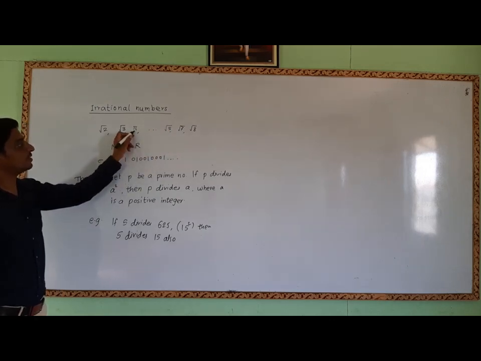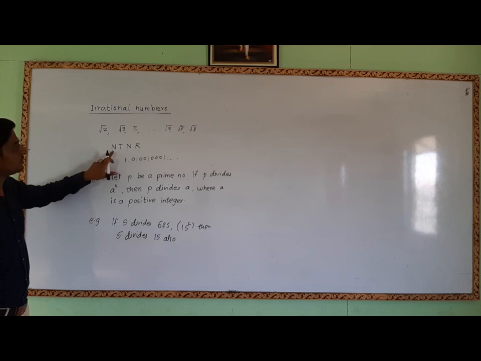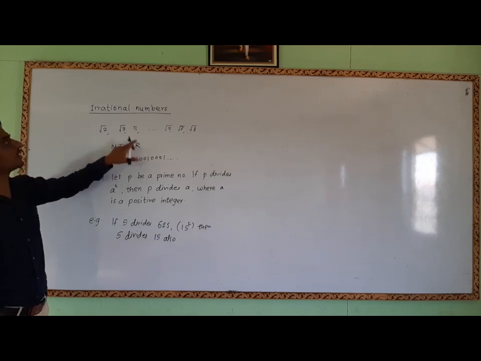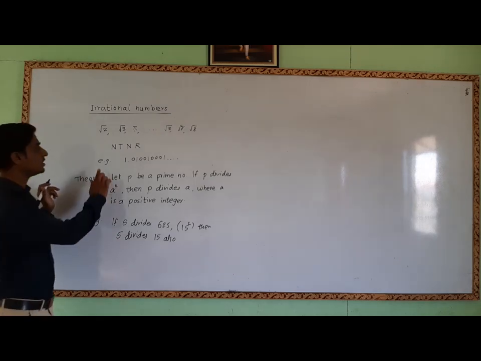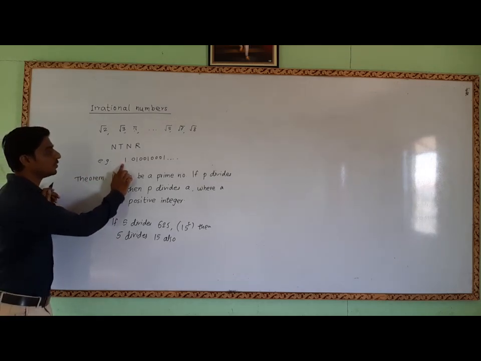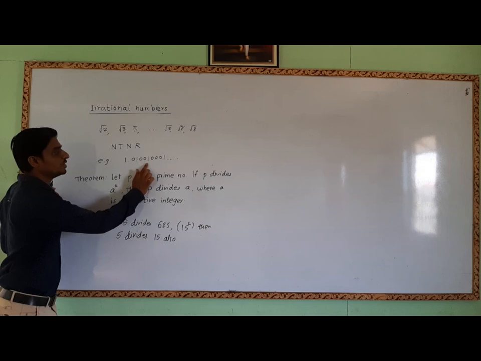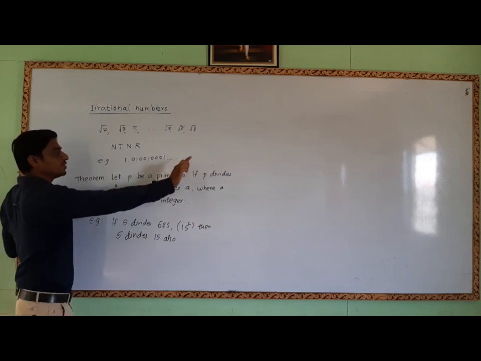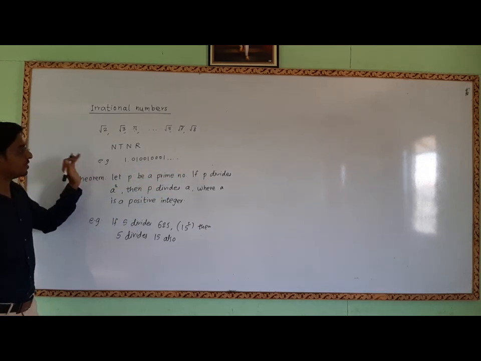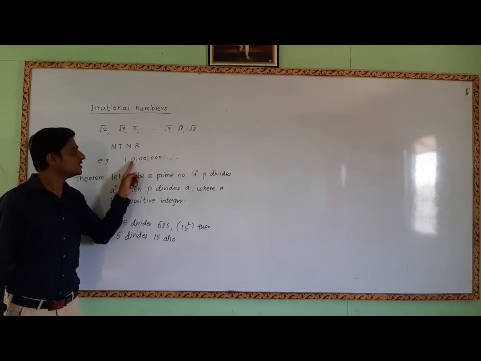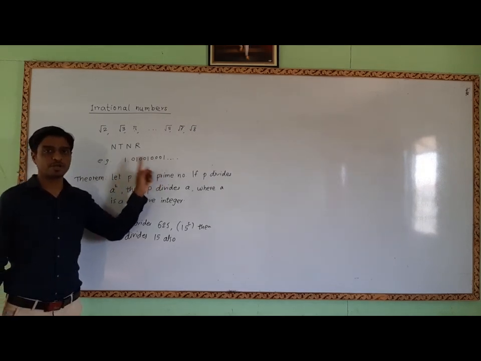This is also an irrational number. In short, the numbers which are in non-terminating and non-repeating form are called irrational numbers. Another example for this is 1.010010001 and so on. This is also an irrational number because this number is non-terminating and non-repeating.